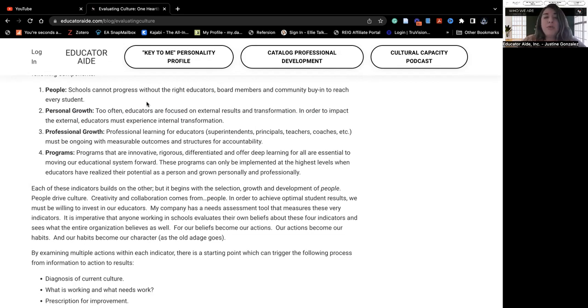Personal growth. Often, and this isn't just educators, it's with any of us who work in any type of organization, we often focus and also fixate on external results and transformation. And we actually have to start first with the internal and understanding who we are. Next would be professional growth. So we also have to have ongoing mechanisms in organizations where growth is also tied to those measurable outcomes and the structures for accountability.